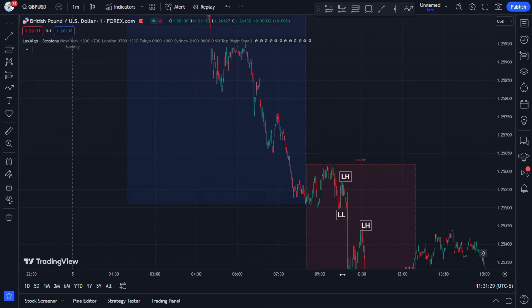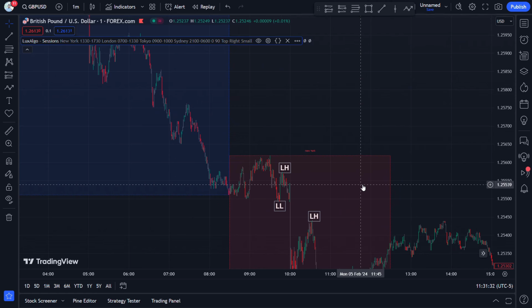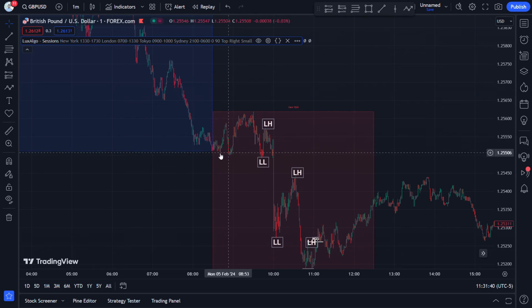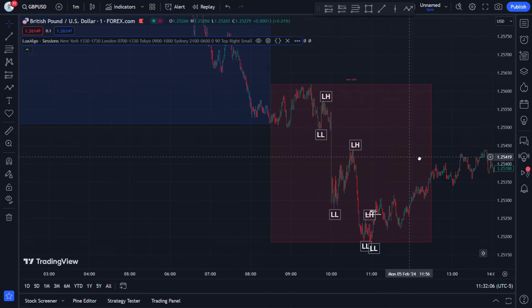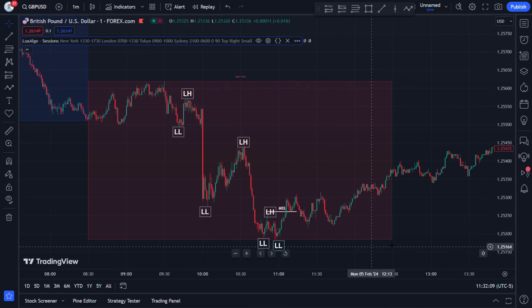When the price is taking out the liquidity, it should not be just one candle taking out the liquidity and then going back up again. You're going to be waiting for the healthy retracement like so. So this is not going to be a valid liquidity sweep. When the price has taken the liquidity from the London session, then we are going to be waiting for the price to create a market structure, and then we are going to be waiting for the price to break the market structure shift.